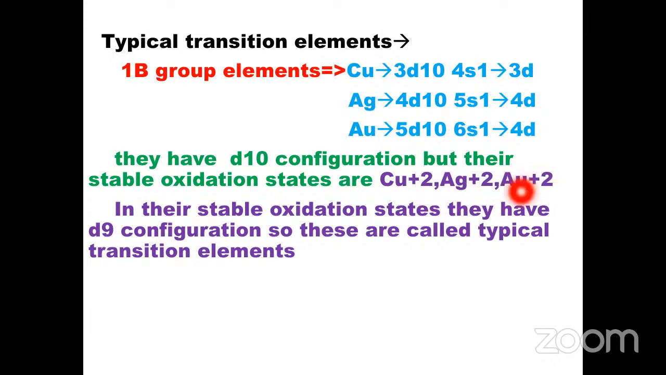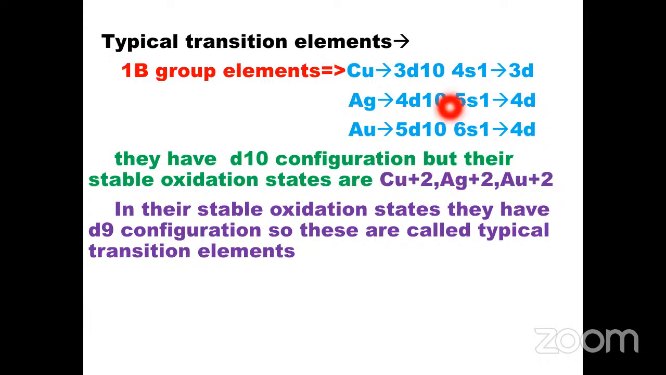Plus 2 means these elements lost 2 electrons. Every element lost its 2 electrons and gets plus 2 positive charges. These are stable oxidation states of these corresponding elements. In their stable oxidation states, they have d9 configuration because of Cu plus 2. Cu plus 2 is nothing but it lost 2 electrons.